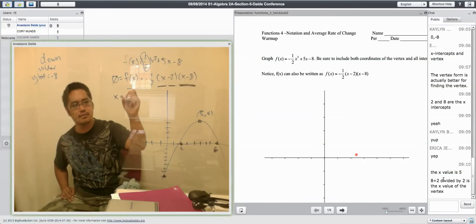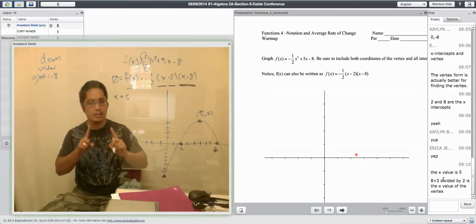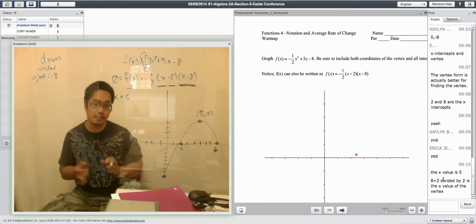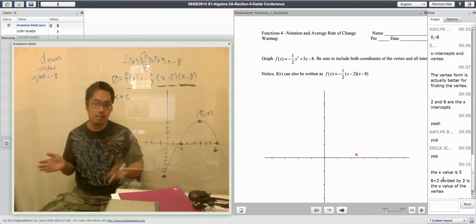And x equals 5. But how do I know what the y value is? To be honest with you, this 4 I just guessed. But my drawing could be off. I don't know.